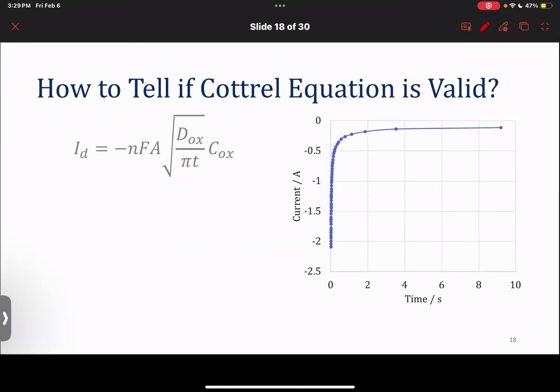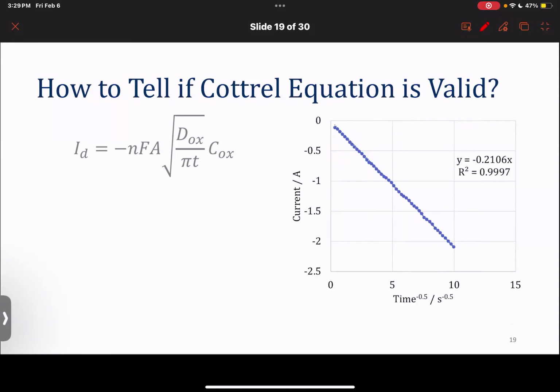Well, first, let's notice that our current is proportional to 1 over the square root of time. You can see that kind of response here on the right in the plot. If I plot that versus 1 over the square root of time, sure enough, I get a linear line. This is my first indicator that, hey, I think the Cottrell equation may be valid here. However, I caution you not to stop here, because if we take a look a little closer, we may see that it may not apply over the entire time range.